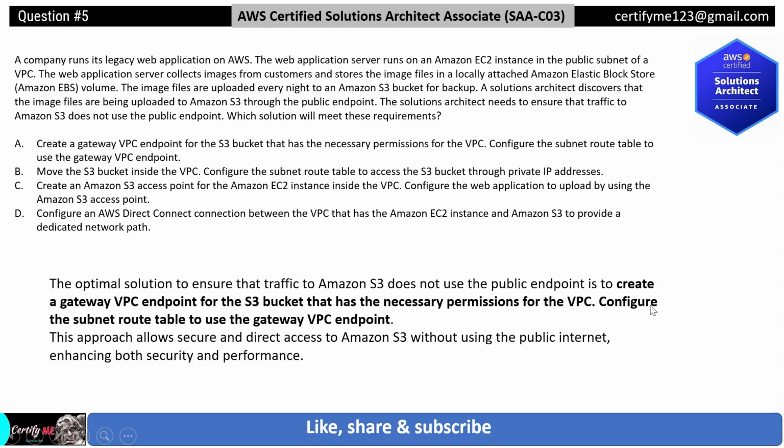So the correct answer is create a gateway VPC endpoint for the S3 bucket that has the necessary permissions for the VPC. Configure the subnet route table to use the gateway VPC endpoint.